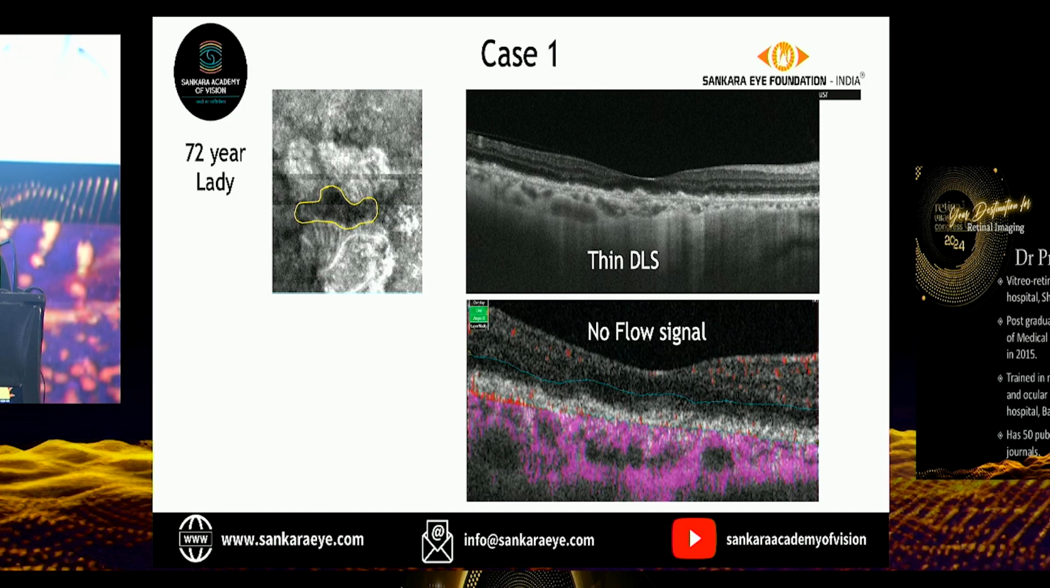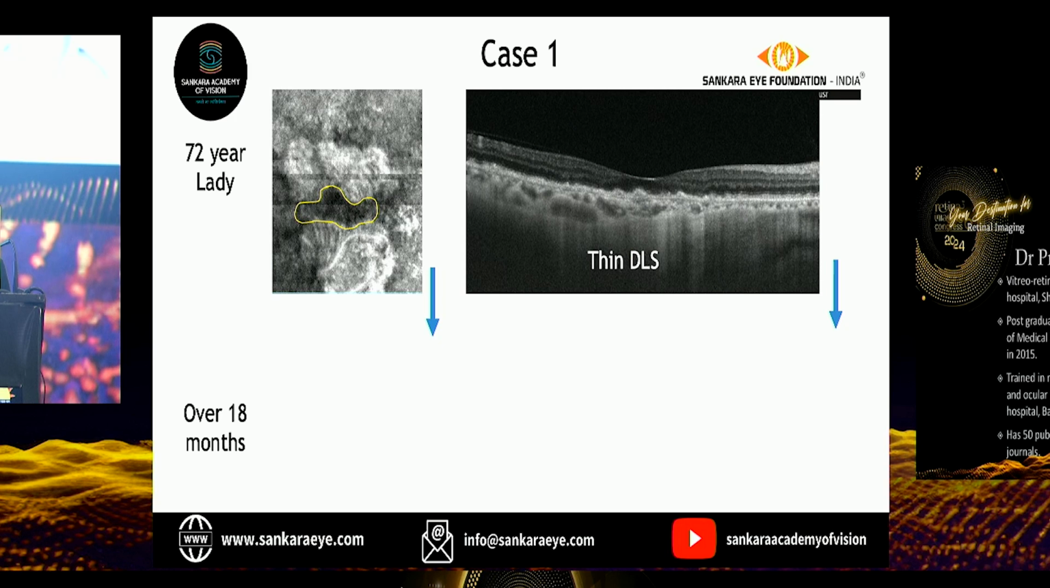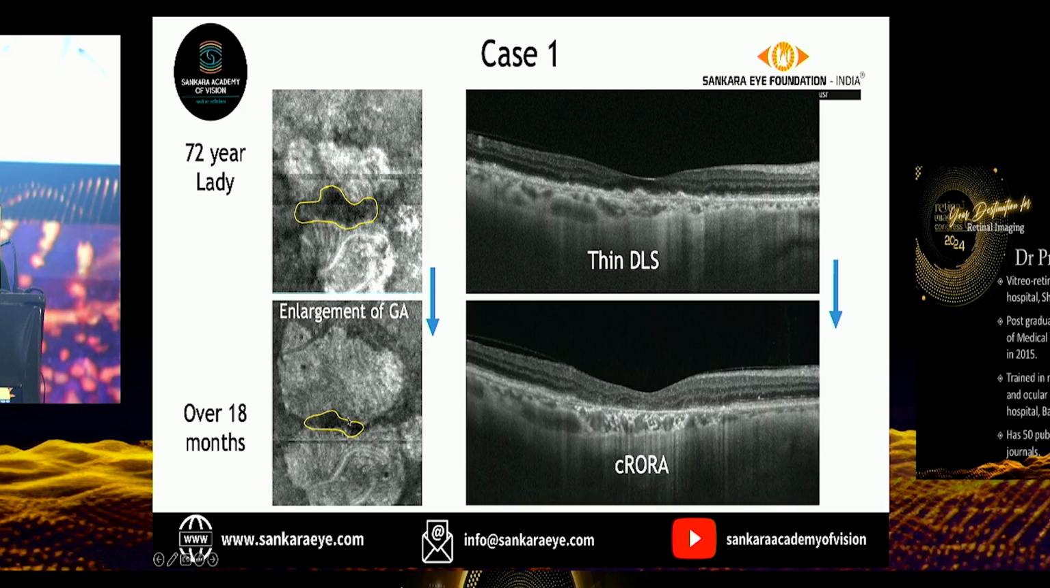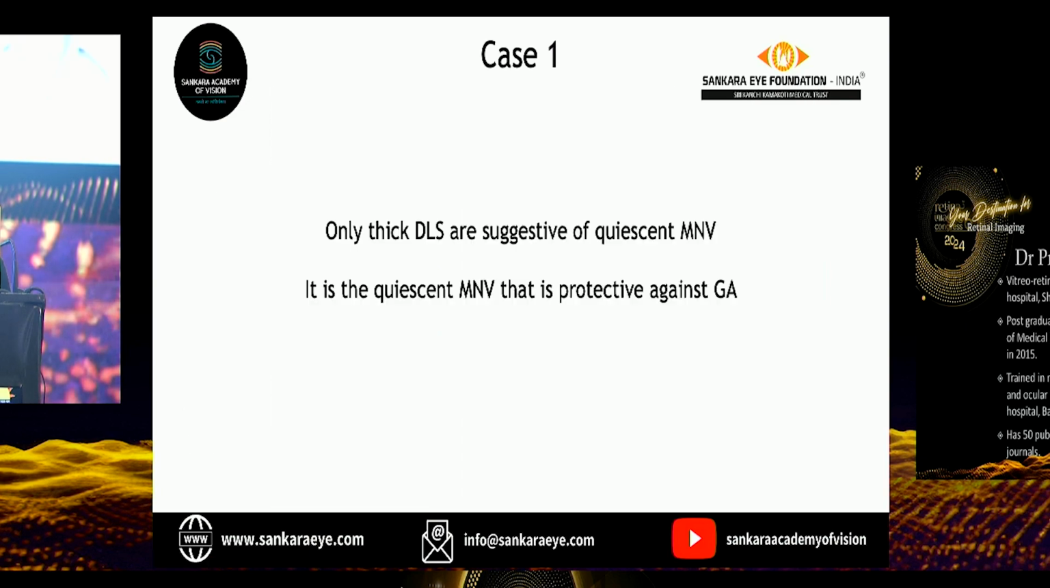In this case, over a period of 18 months, we could see that she showed a very rapid enlargement of GA, even towards the fovea, as we can see that there is almost a complete retinal and outer retinal atrophy at the fovea with drop in vision. So, it is only the thick DLS which is suggestive of quiescent MNV, and the quiescent MNV is what is protective against GA, is what we understand from this case.